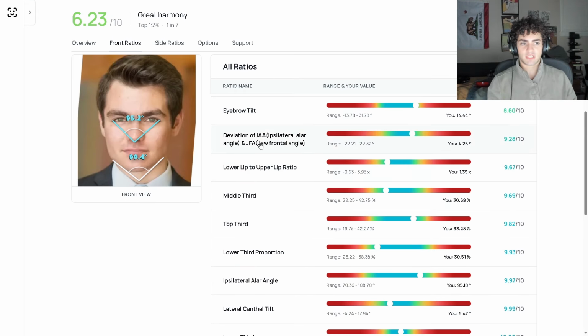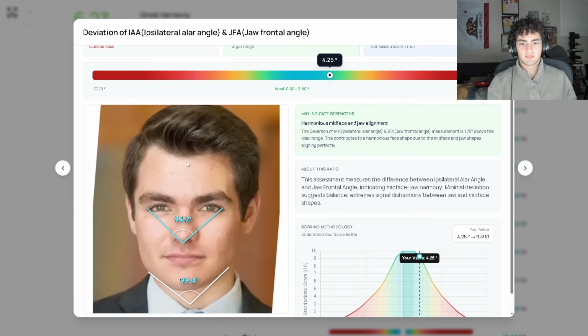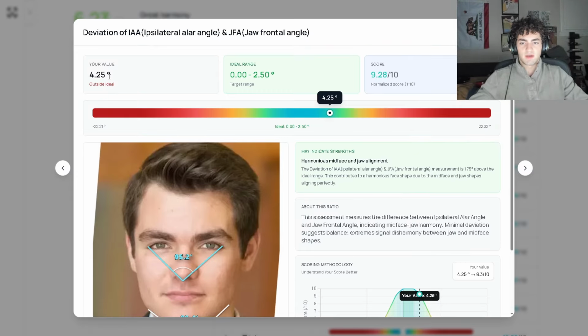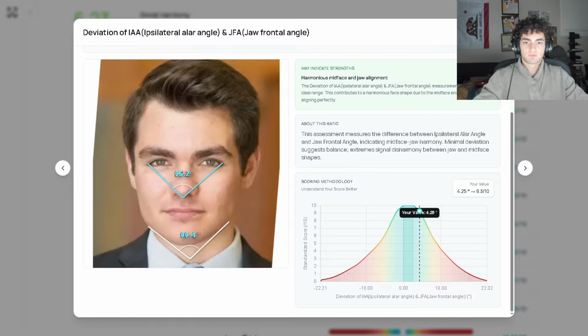Deviation of IAA and JFA. He scores pretty okay on this. So this is the jaw frontal angle, and the ipsilateral alar angle is basically jaw frontal angle, but measured from here, the alar base, to here, the lateral canthus. And you want these two angles to be the exact same. But for Nick Fuentes, there's a deviation of about 4.25 degrees, so it's not exactly the same, but it's not horrible. It's a slight flaw.